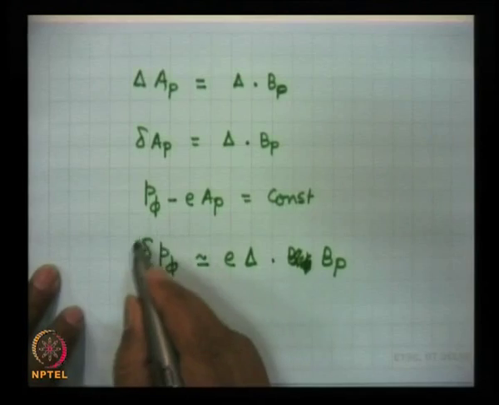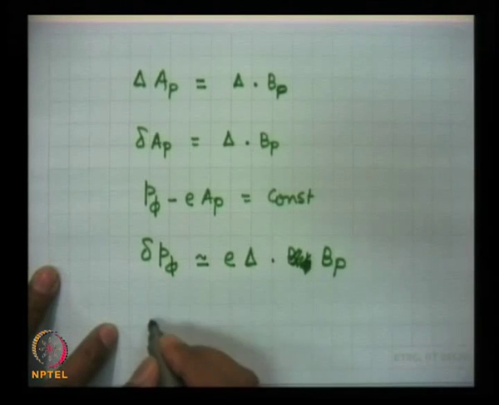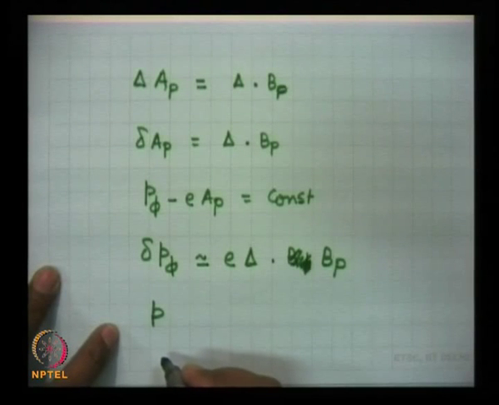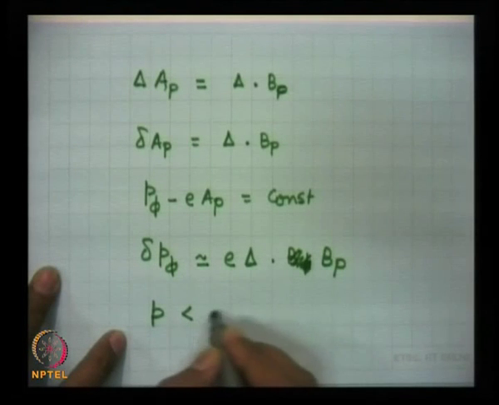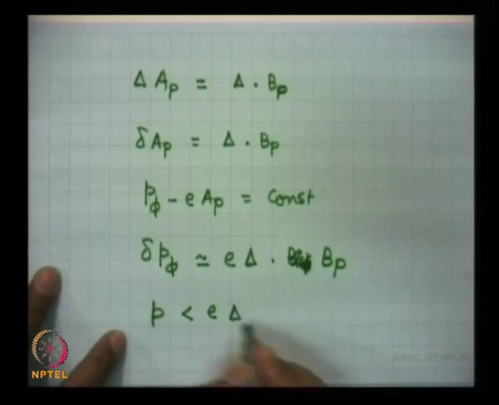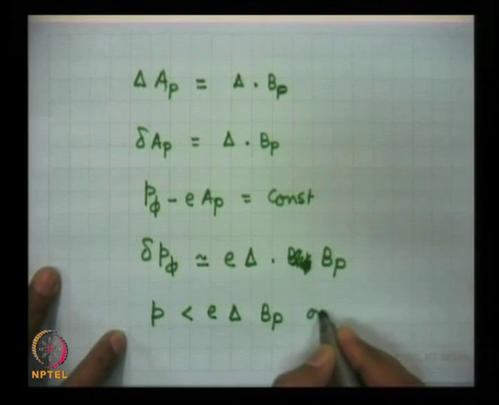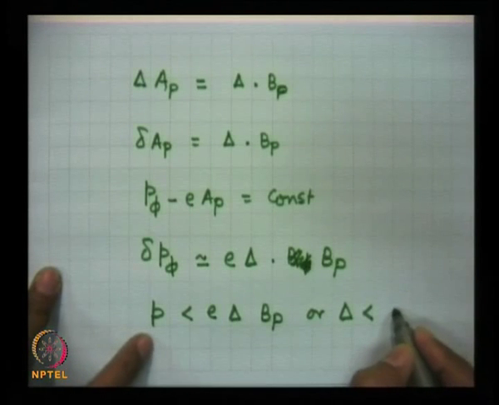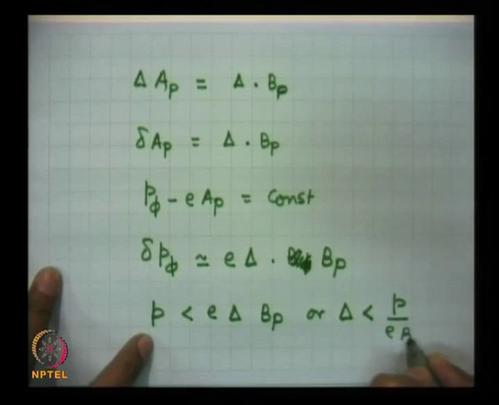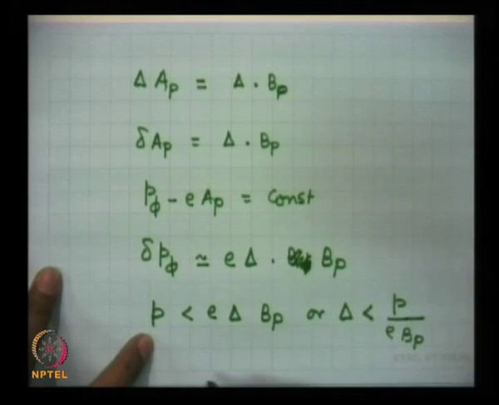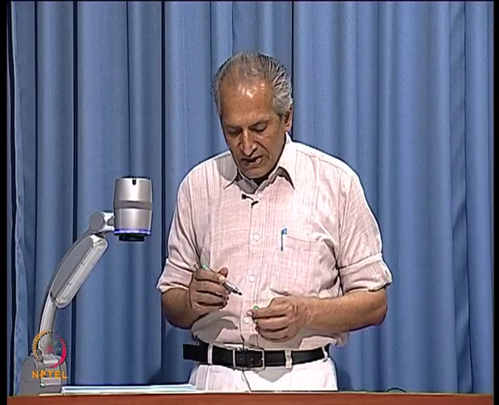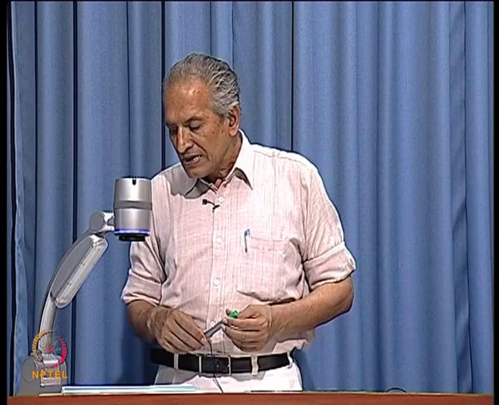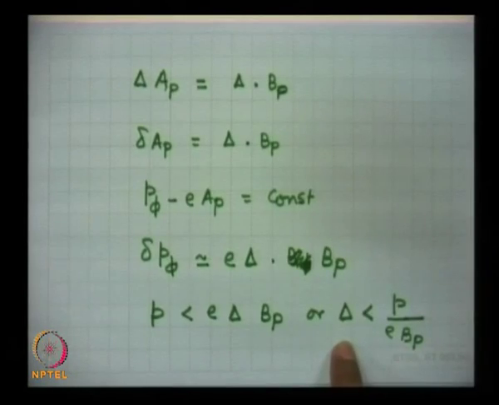But the maximum value this quantity can take is the actual momentum of the particle. Hence, this delta has to satisfy this condition: delta into BP, or delta, must always be less than P upon E BP. This is the maximum displacement a particle can go from the center of the tokamak. If they are rotating around the center of the tokamak in the beginning, then it cannot move too much away from there in the z direction, or in any direction.